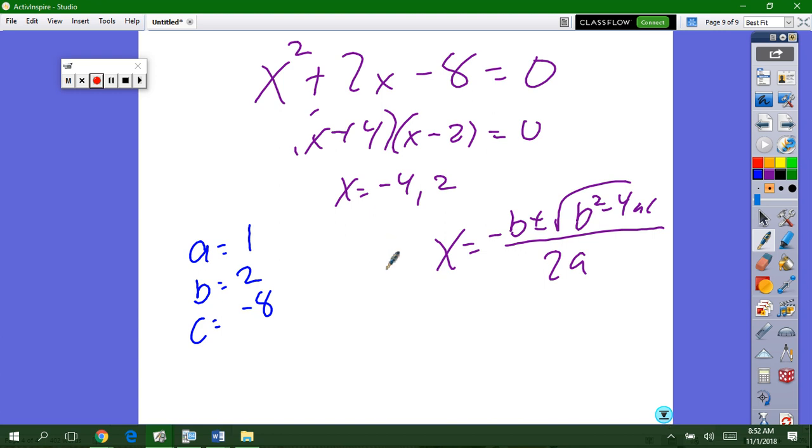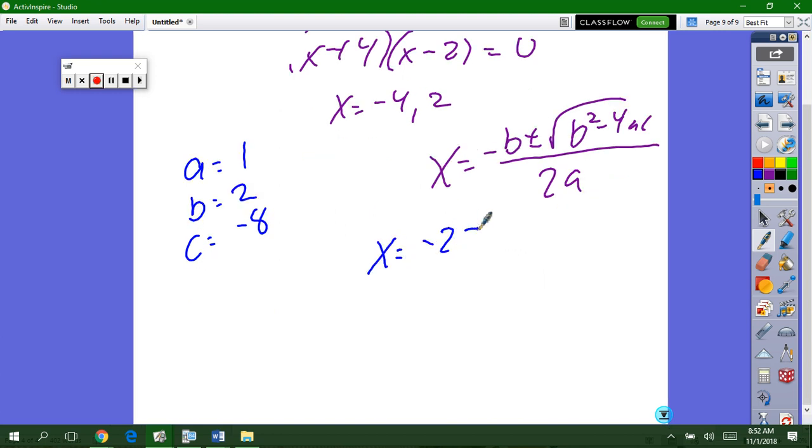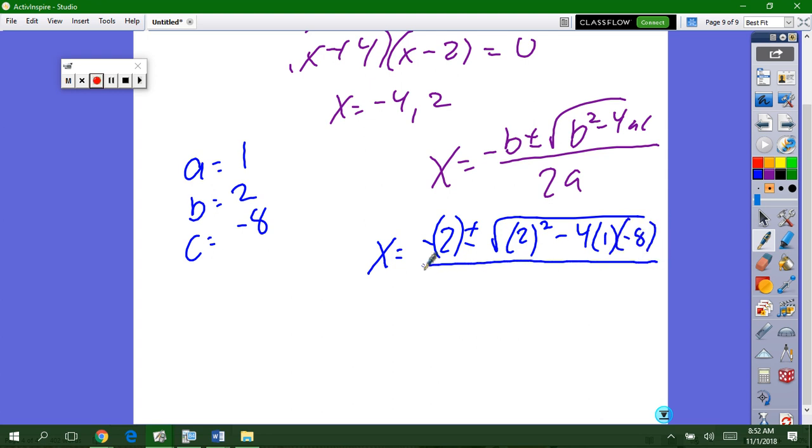Okay, so here we go. X equals negative 2 plus or minus square root of 2 squared minus 4ac, all over 2 times a. I should have put that first, I apologize. Plug. Now I get to chug.